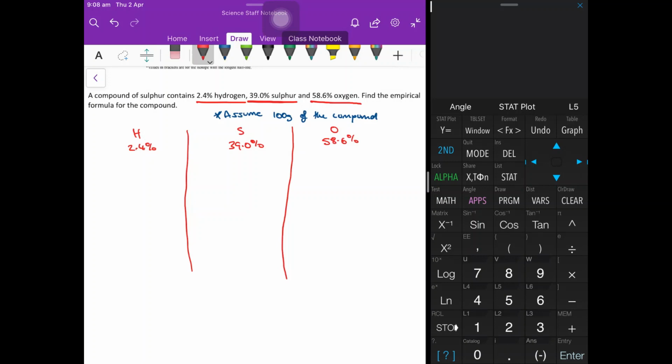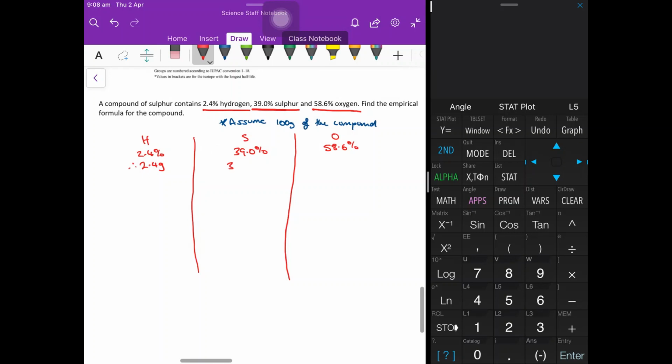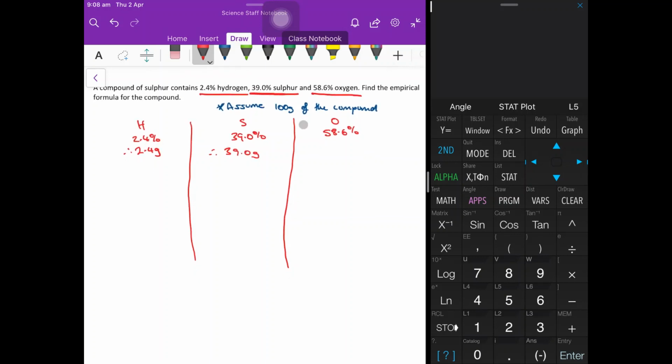That will therefore mean that 2.4 grams of that 100 grams is hydrogen. It would also mean that 39.0 grams of that compound is sulfur, and it would mean that 58.6 grams of this compound is oxygen.